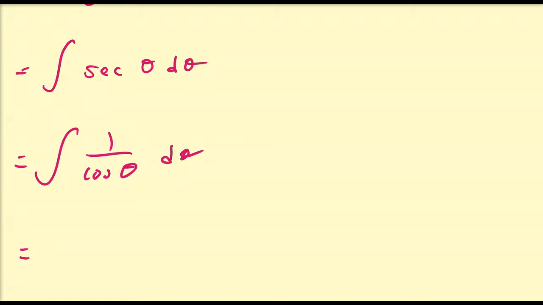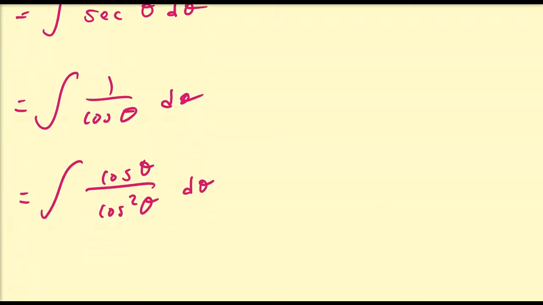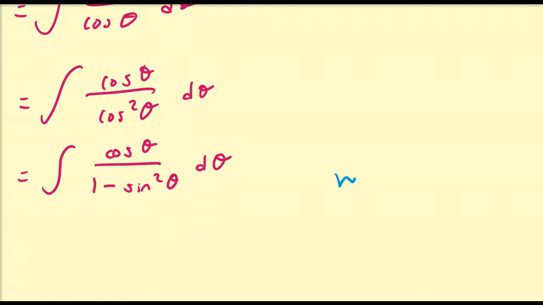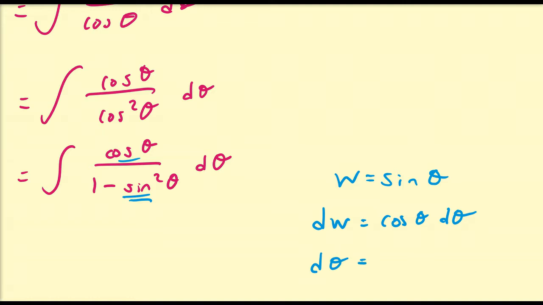So now I'm going to multiply top and bottom by cosine. So that's going to be cosine of theta divided by cosine squared of theta d theta. And then I can rewrite cosine squared as 1 minus sine squared. So we have cosine of theta divided by 1 minus sine squared theta d theta. And from here I can use a u substitution. I'm going to let w be equal to sine of theta. So I'm focusing on this sine here because its derivative is located up top, so I should be able to cancel that. So dw is equal to cosine of theta d theta. So d theta is going to be equal to dw divided by cosine theta.